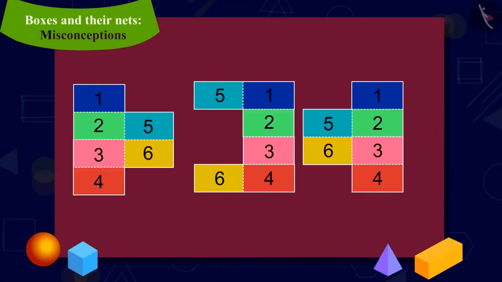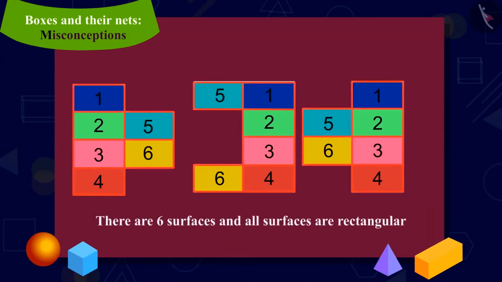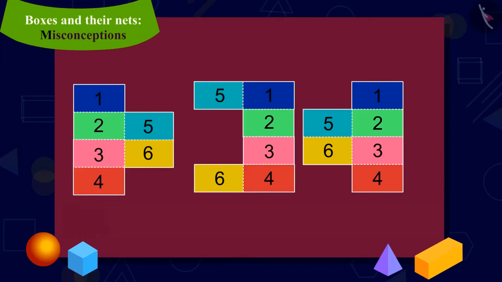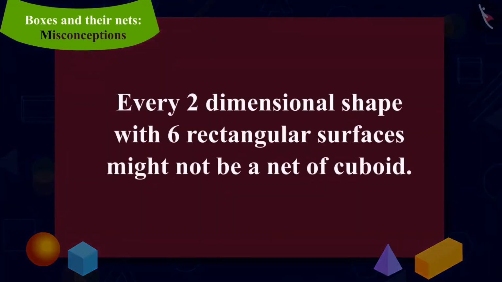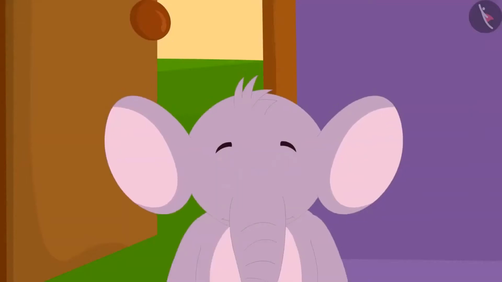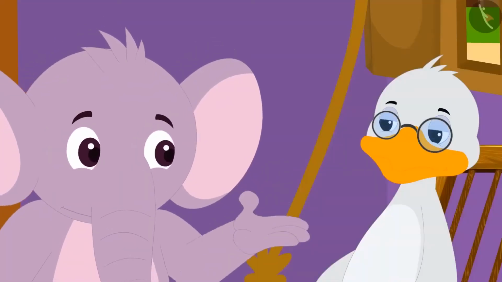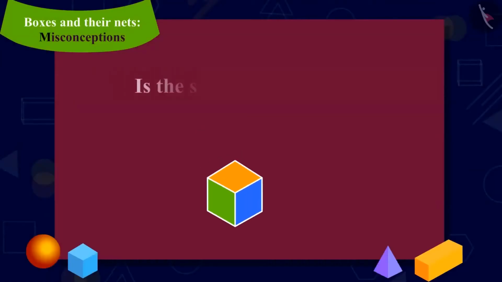Kids, is it possible to have more such shapes which have 6 surfaces and all the surfaces are rectangular also, but we cannot make a cuboid by folding them? Every two-dimensional shape with 6 rectangular surfaces might not be a net of a cuboid. Appu was shocked. He asked the Babble uncle, is the same possible for the shape of a cube as well?